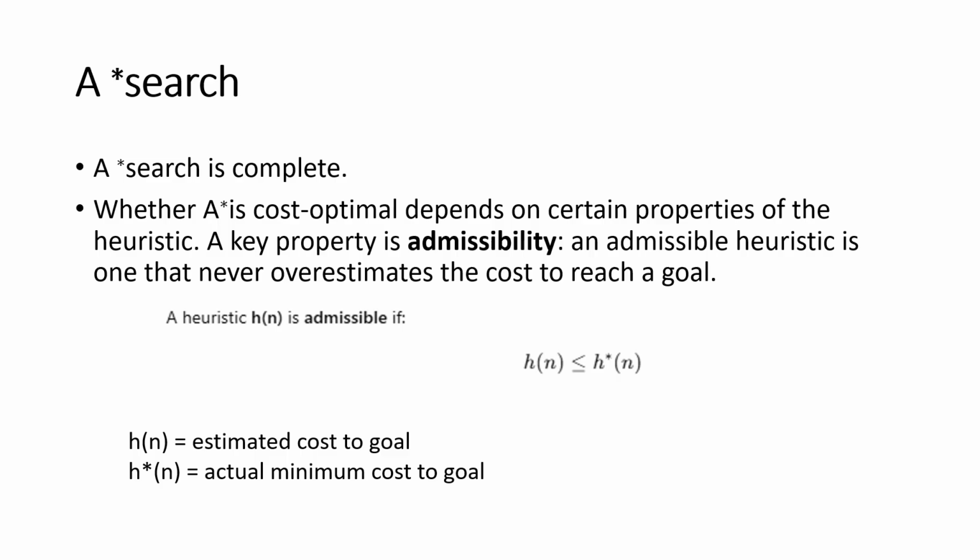Admissibility means the heuristic, we know that a heuristic is said to be admissible if it never overestimates the actual minimum cost required to reach the goal state from the node. Mathematically we can express it as h(n) ≤ h*(n), where h(n) is the estimated cost from node n to the goal and h*(n) is the actual minimum cost from node n to the goal. Because the heuristic is always optimistic, A-star search using an admissible heuristic is guaranteed to find the cost optimal path to the goal.